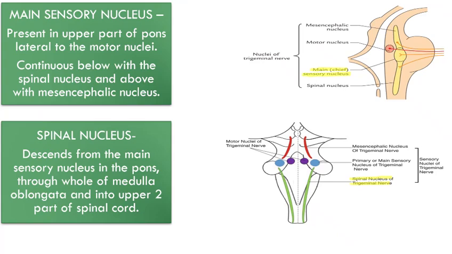So let's start with the main sensory nucleus. It is present in the upper part of pons, lateral to the motor nucleus, and it continues below with the spinal nucleus and above with the mesencephalic nucleus. Spinal nucleus descends from the main sensory nucleus in the pons through the whole of medulla oblongata and into the upper two parts of spinal cord.